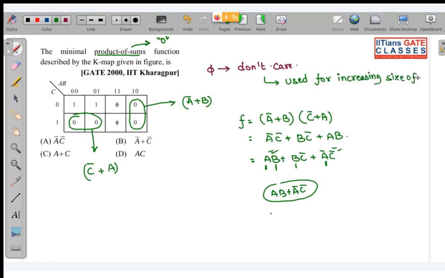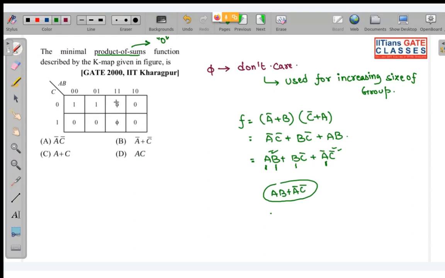Size of group. So that means what? See, I told you what? Don't care condition means what? Either it will be 0 or 1. We don't know what will be the state. Okay, it can be either 0 or it can be 1.